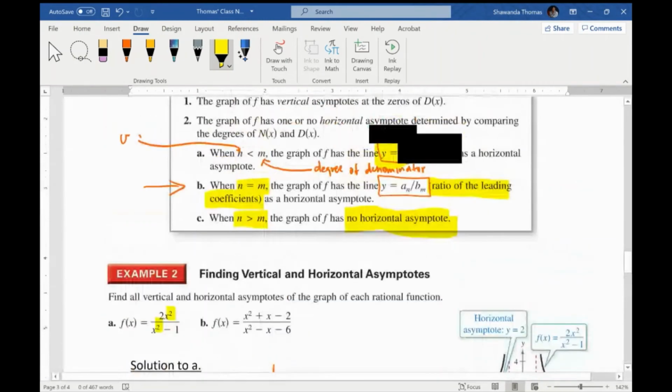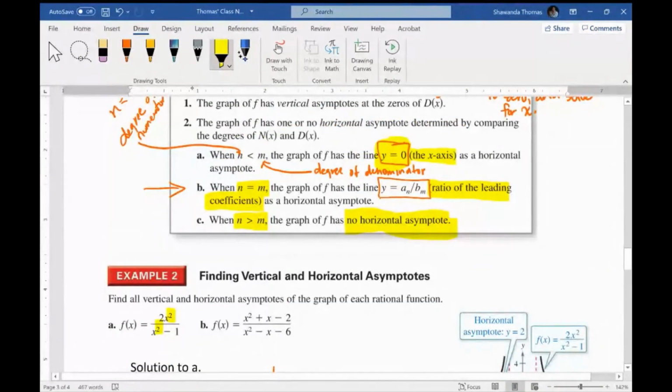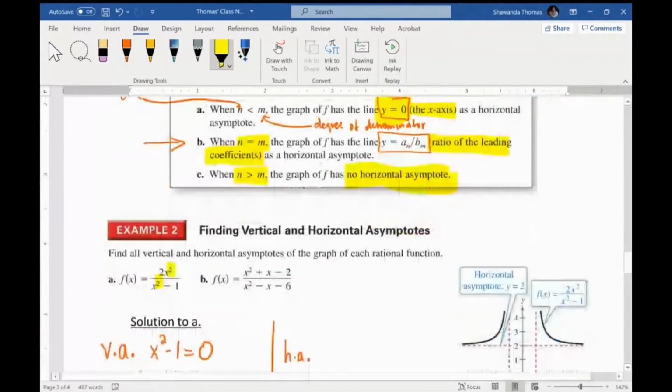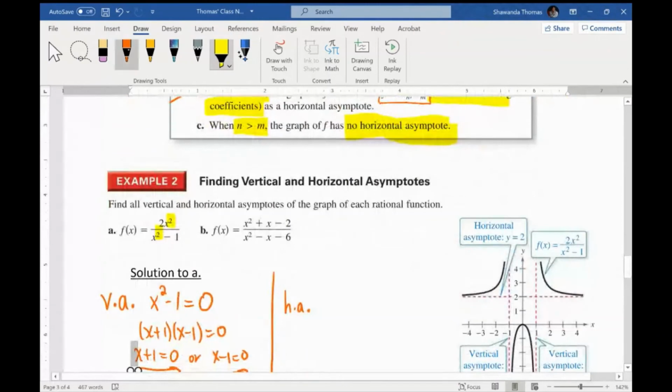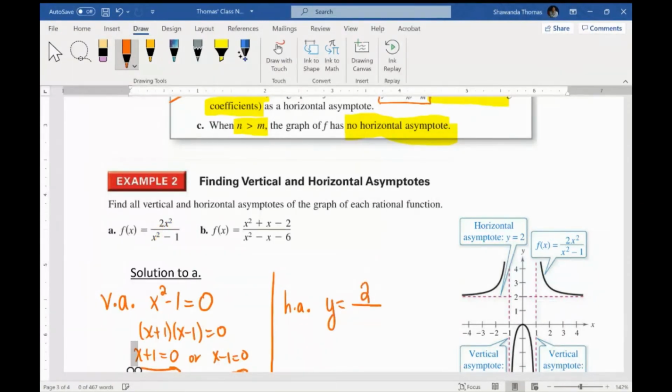So what does it say? It says when they're the same, we're going to do the ratio of the leading coefficients. So make sure you always put y, though. What's the leading coefficient of the numerator here? 2. Leading coefficient of the denominator? 1. Therefore, our horizontal asymptote is y equals 2.